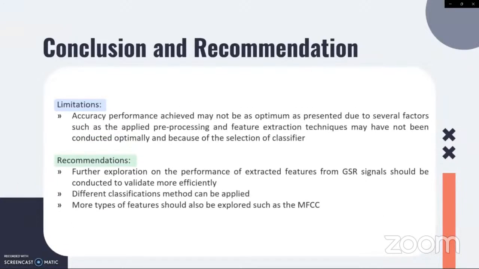A limitation of this research is the accuracy performance achieved may not be as optimum as presented due to several factors such as the applied preprocessing and feature extraction techniques may have not been conducted optimally and because of the selection of classifier. Thus, further exploration is encouraged. Furthermore, different classification methods such as KNN and decision tree classifiers can be applied to investigate the efficiency of extracted features. In addition, more types of features should be explored.